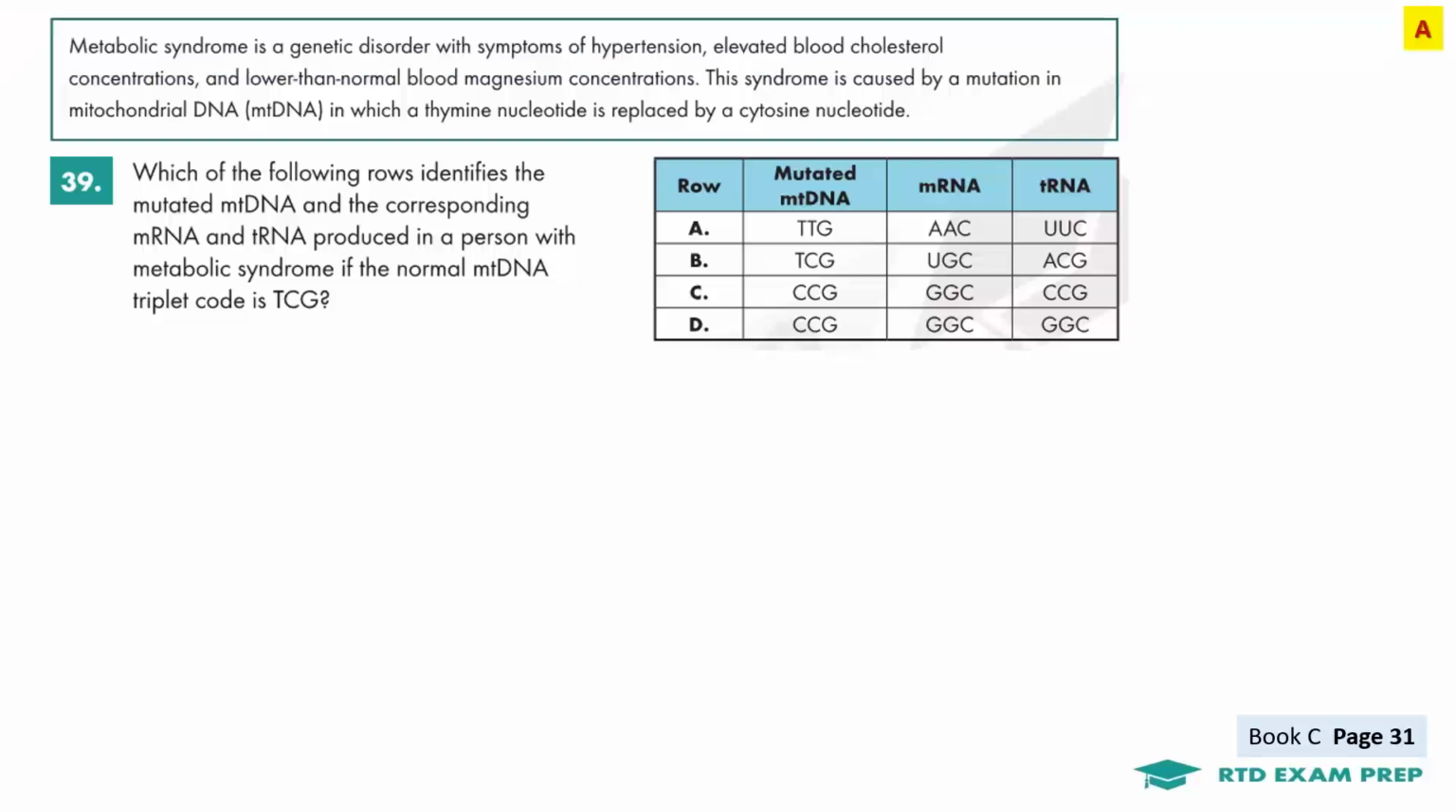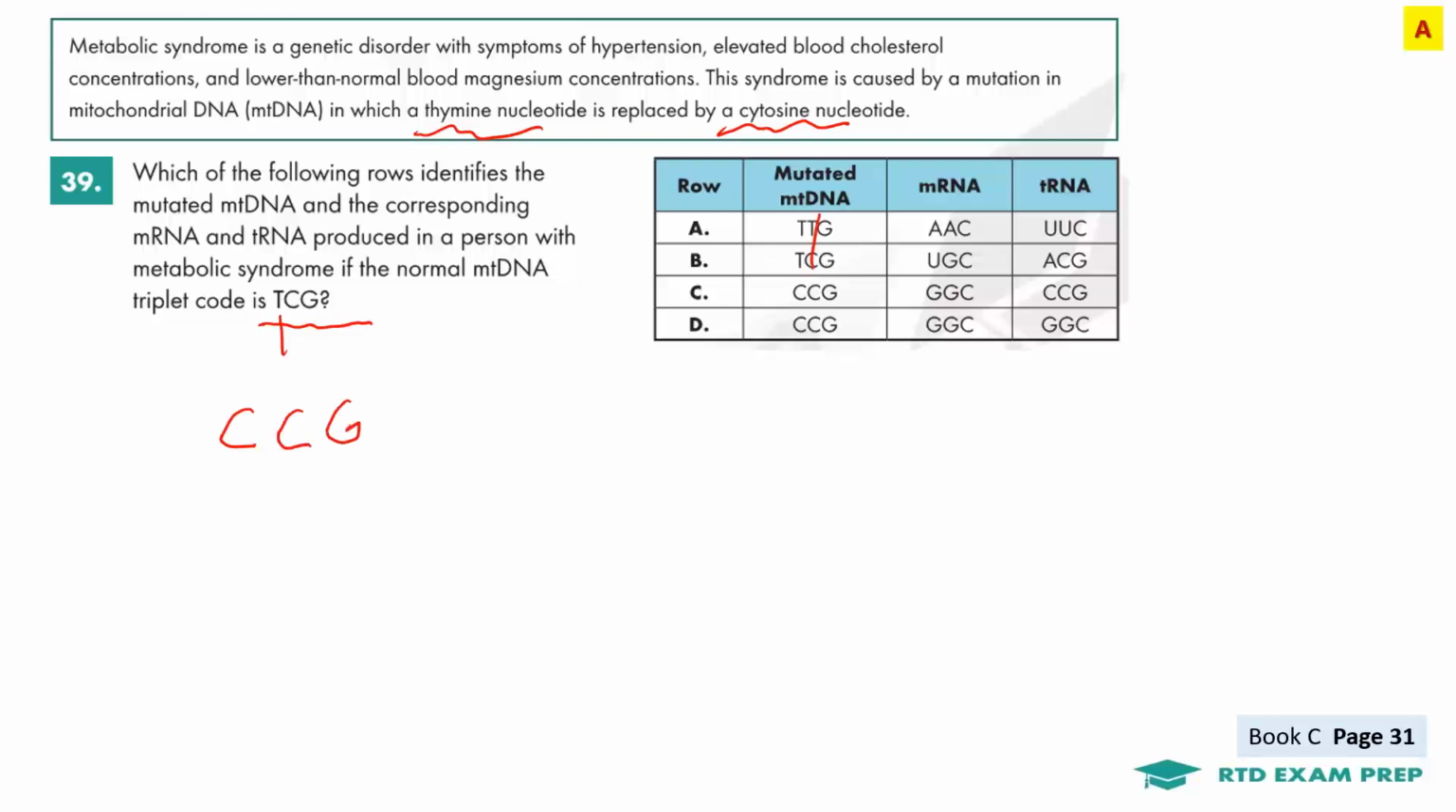39. Metabolic syndrome is a genetic disorder with symptoms of hypertension, cholesterol, lower than normal blood magnesium, and it's caused by a mutation in mitochondrial DNA in which a thymine is replaced by a cytosine. So we read the statement. Which of the following rows identifies the mutated DNA if we started with TCG? Well, remember, thymine is replaced with a cytosine. So we're going to go now to C, C, G.